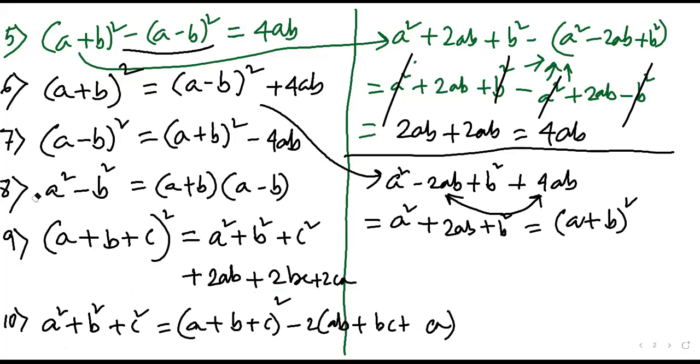This is wrong. It should be ab plus bc plus ca, only ca, not 2ca. As I have taken 2 as a common factor, I kept that 2 outside of the bracket. So inside the bracket there will be no number 2, that is ab plus bc plus ca.